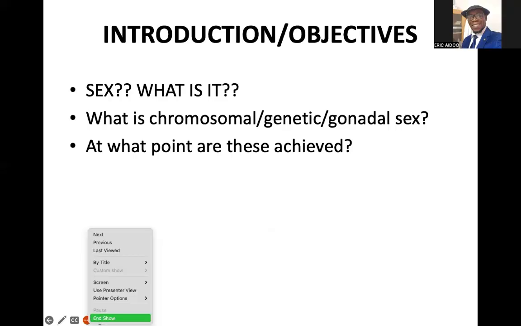So we begin with a question. What is chromosomal or genetic or gonadal sex? At what point are these achieved? These are questions we will be able to answer by the end of the lecture.